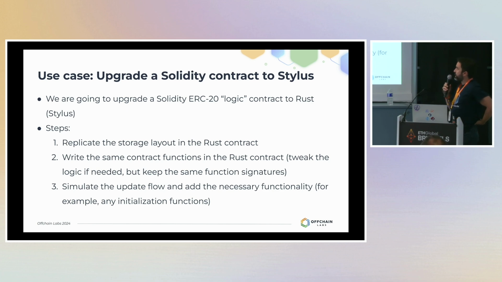We're going to upgrade a Solidity ERC20 contract to a Rust implementation. This Solidity ERC20 contract is going to be behind the proxy, right? So the steps that we are going to follow, more or less, are, first, we are going to replicate the storage layout in the Rust contract. Second, we're going to write the same contract functions in the Rust contract. We can modify the logic if we need, but the signatures have to be the same. And then to test, we are going to simulate the update flow and add any necessary functionality we need there.